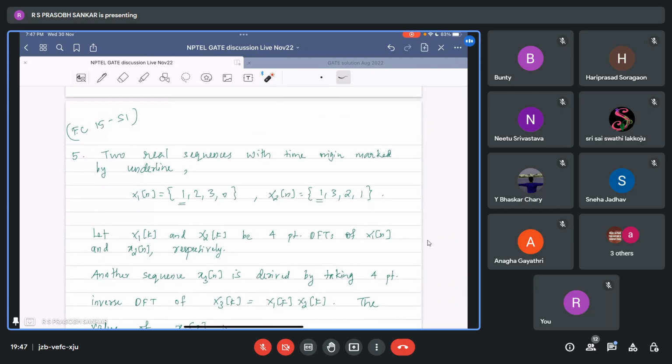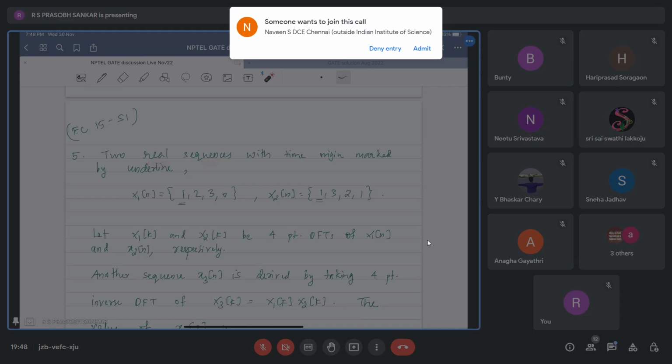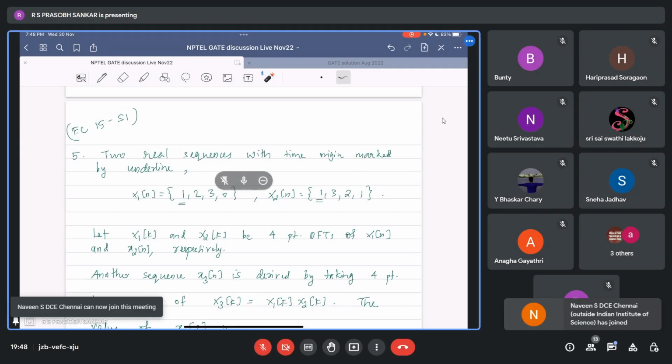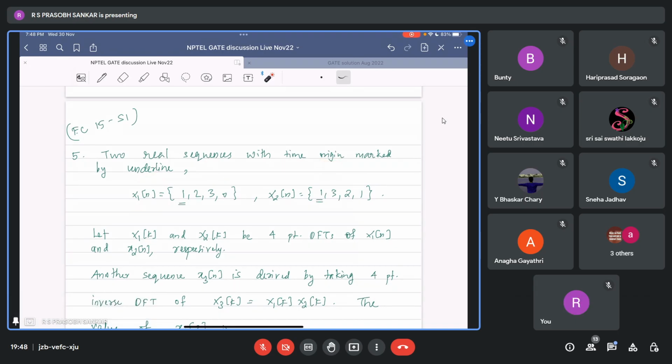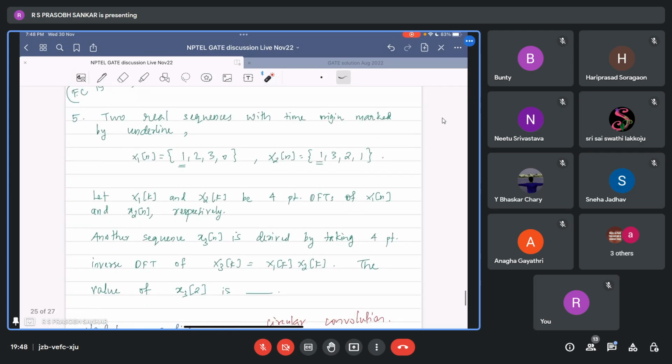Okay. So this question appeared in GATE 2015. What do we have here? Two real sequences, with origin indicated using underline, are given like this: x1[n], which is 1 2 3 0, and x2[n], which is 1 3 2 1. Now this is the origin and this is the origin. So we have two sequences which are non-zero for non-negative values.